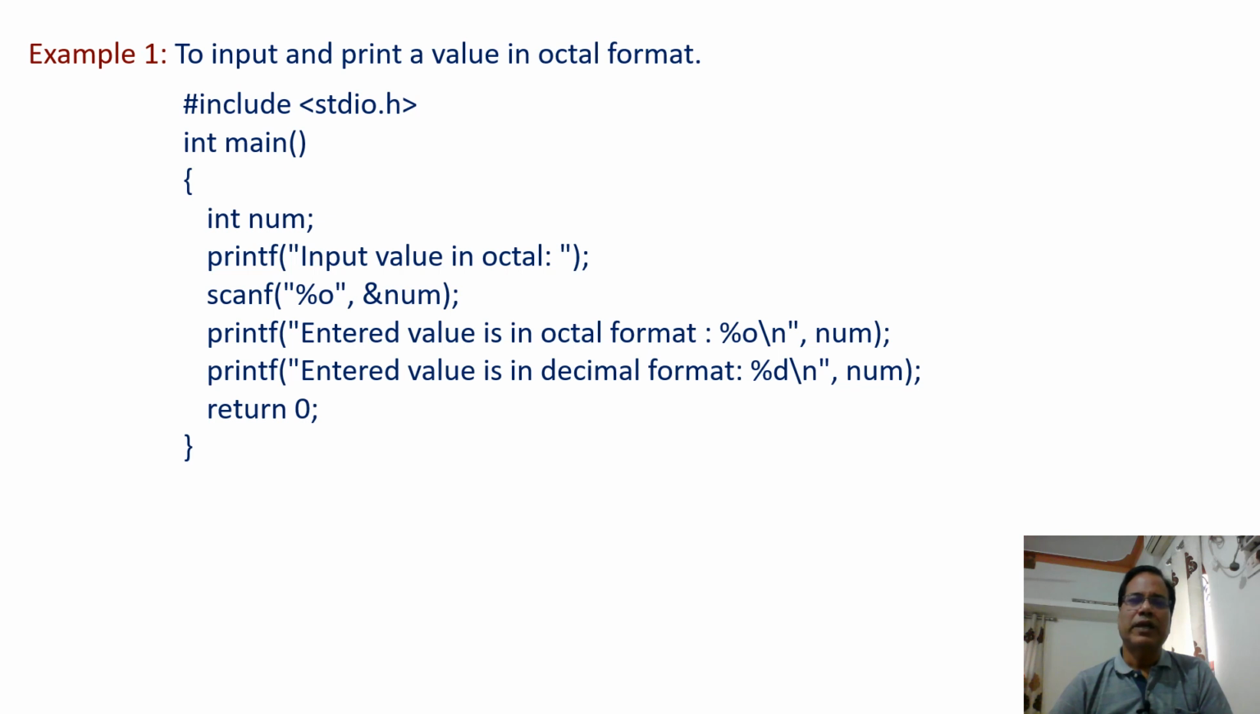Now let us see an example. In this example, we have to see how an octal number is inputted and outputted. A program is written like this one. The printf statement just prints this message on the output screen: input value in octal, then colon, and the next statement is scanf, with %o and ampersand a.